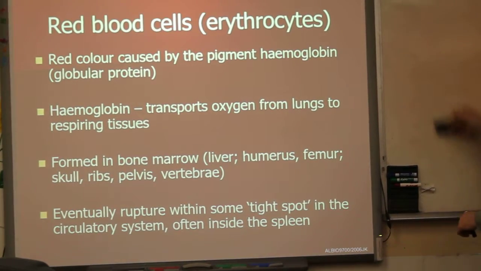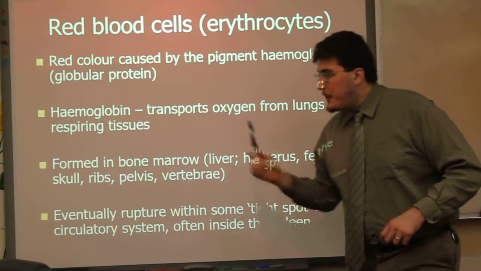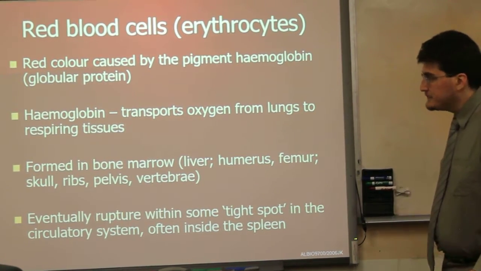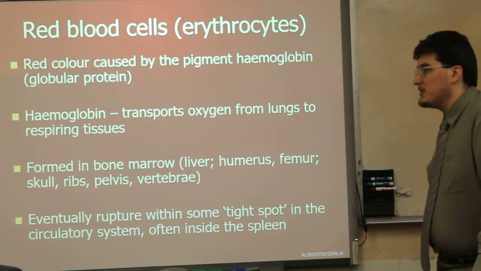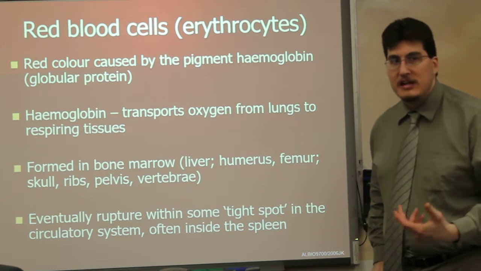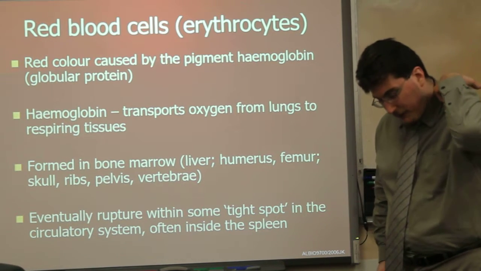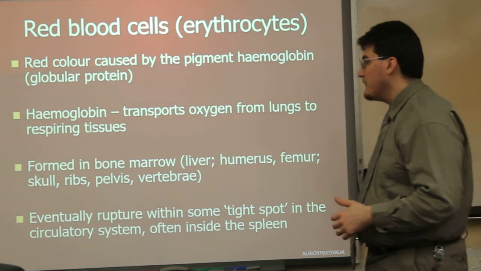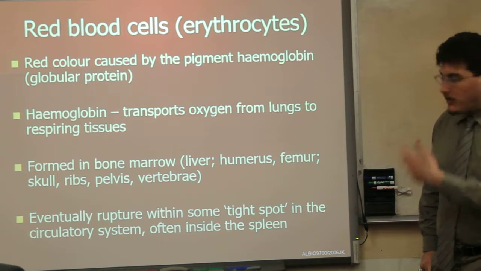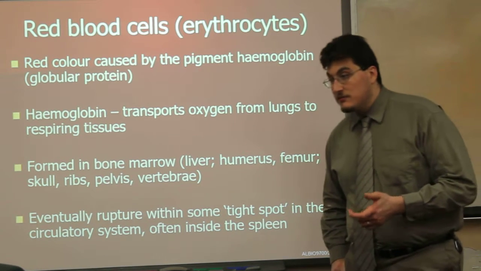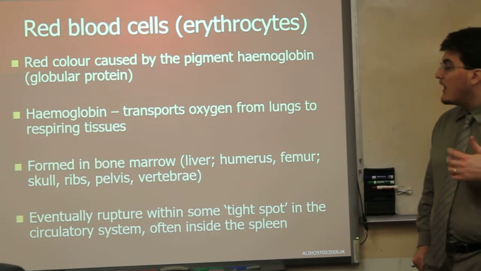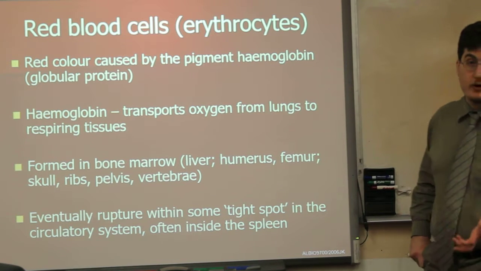Let's talk about those for a moment again. The pigment hemoglobin that I mentioned before is a globular protein. Its job is to transport oxygen from the lungs to the respiring tissues. The stem cells that form hemoglobin, along with the stem cells that form every other blood cell, are found in the bone marrow. Bone marrow is found in a lot of different places, and sometimes not even in the bone. Sometimes it's also found in the liver. So it's also found in the humerus, the femur, the skull, the ribs, the pelvis, and the vertebrae.